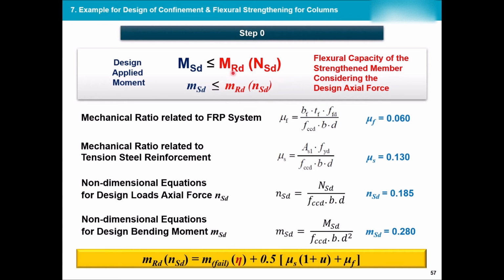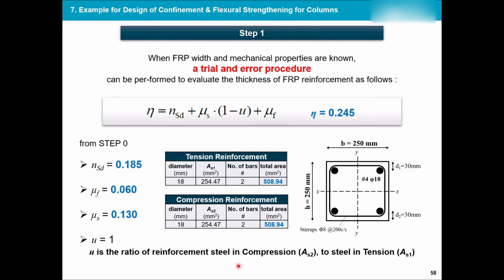Now I'm trying to calculate this because this is already done. It's over here. The rest of these formulations will help me calculate this. Out of this massive formulation, I have done this. U, if you remember, was the ratio of the tensile steel area over compressive steel area. μs, you have already calculated. This was the issue, and the etas were the issue. So let's go to step 1.